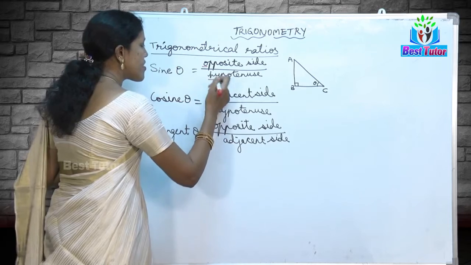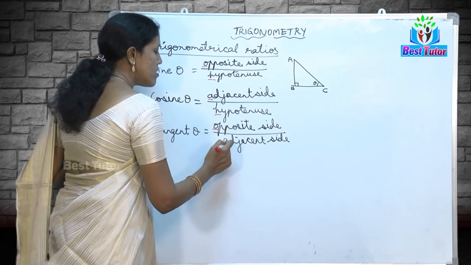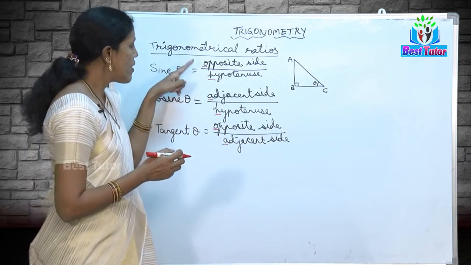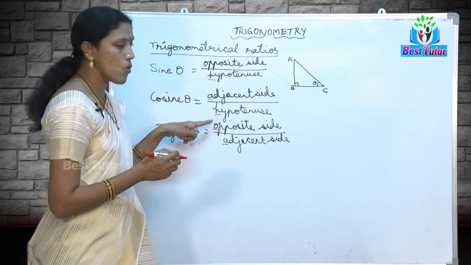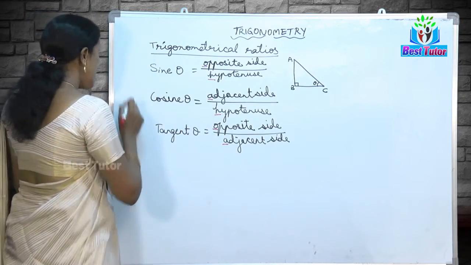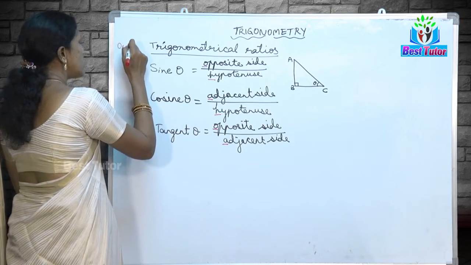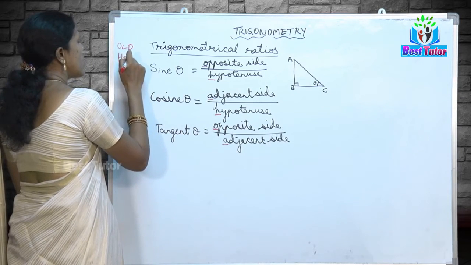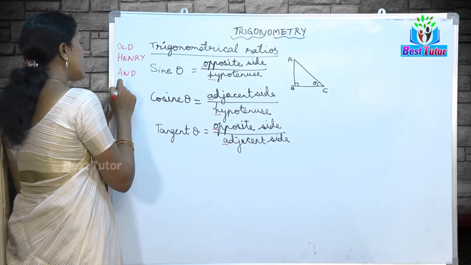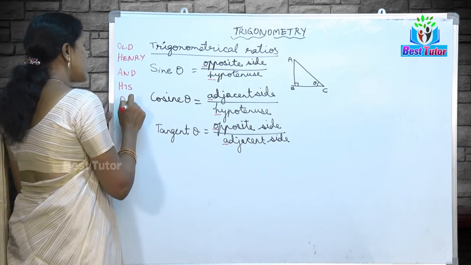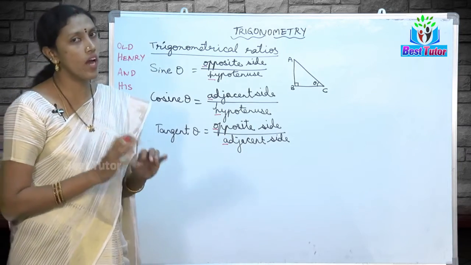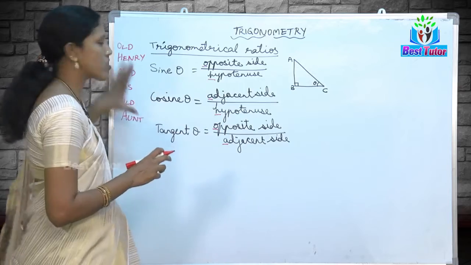Let us highlight the first letters of all the antecedent and consequent of all the 3 ratios: O, H, A, H, O, A. Let us frame a simple sentence with that. I am going to frame a simple sentence like: Old Henry and his old aunt. It's a simple sentence. It's very simple for us to remember, right?